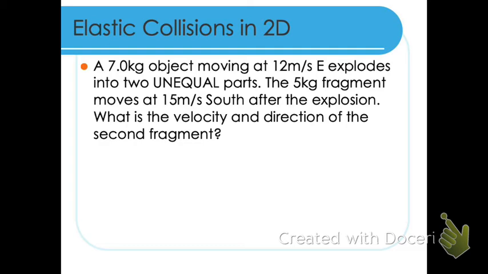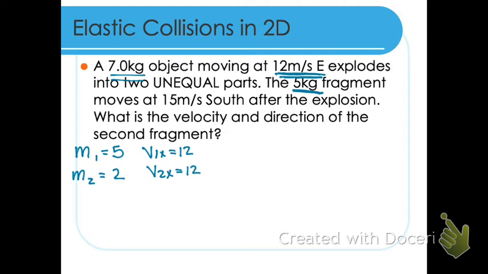Okay, so that means our first object is going to be our 5 kilogram. So I'm going to call M1 equal to 5 and M2 equal to 2, right? Because the total mass of those combined is 7. So that's how we know our second object has a mass of 2. Okay? They are both, before the collision or the explosion, both moving 12 meters per second east, which means that V1x is equal to 12 and V2x is equal to 12. What's the second part of knowledge that we have from that statement?